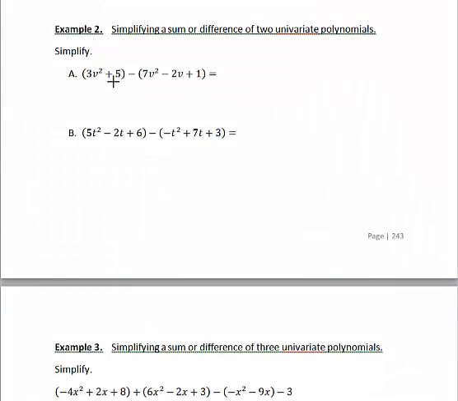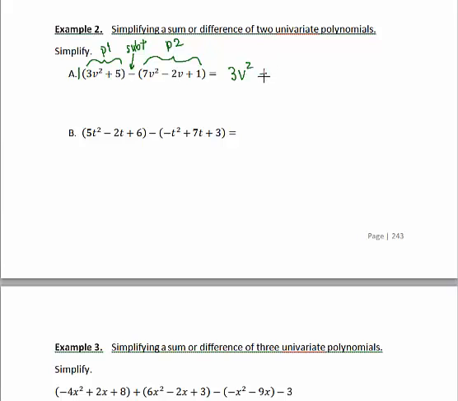Alright, so once again we have a polynomial and a second one, and we are subtracting. We're subtracting the second one from the first one. For the first one, I simply look to the front of the polynomial, in front of the parentheses, and there's no number written, so it's understood to be a plus 1.